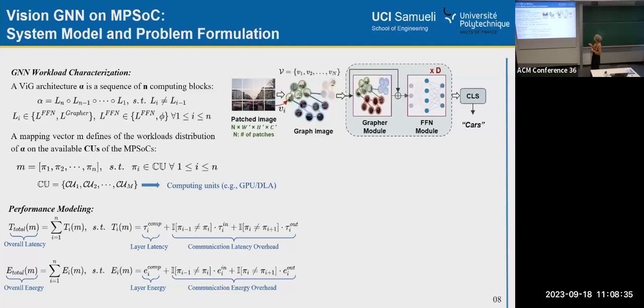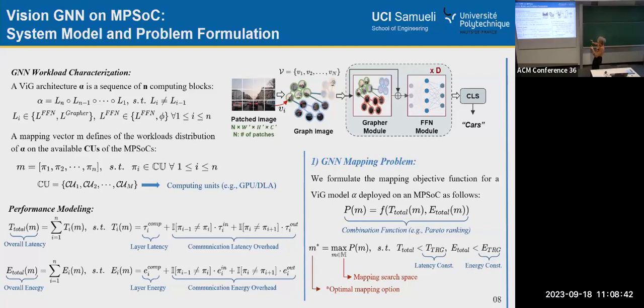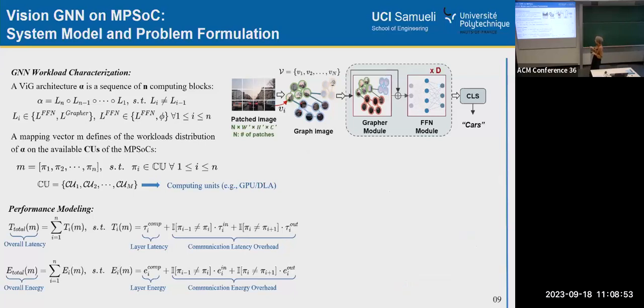So the problem that we have here is a multi-objective optimization problem to find the best mapping vector to assign the GNN workloads on the computing units of the MPSoC in a way to find a better balance between latency and energy consumption.